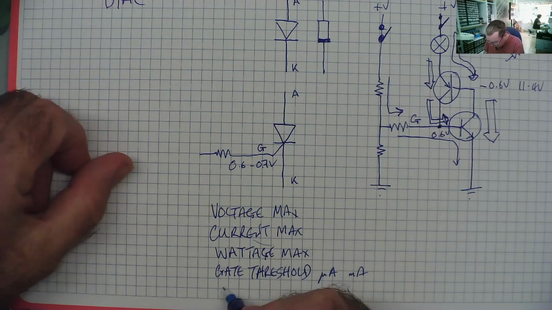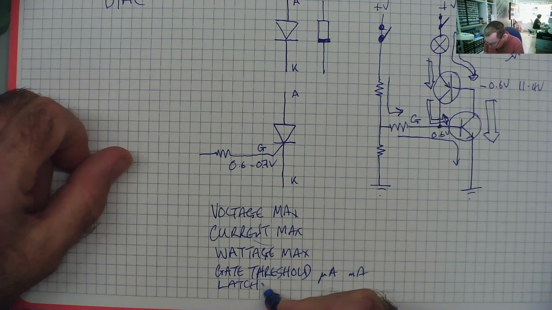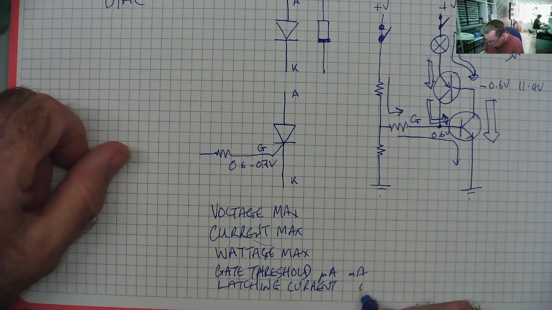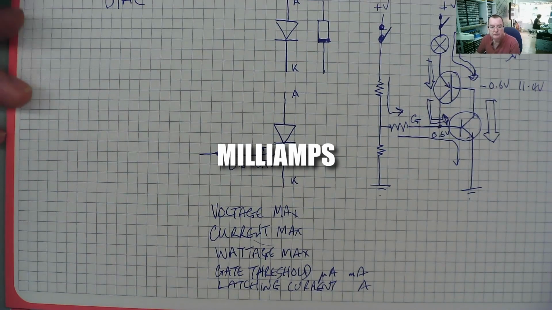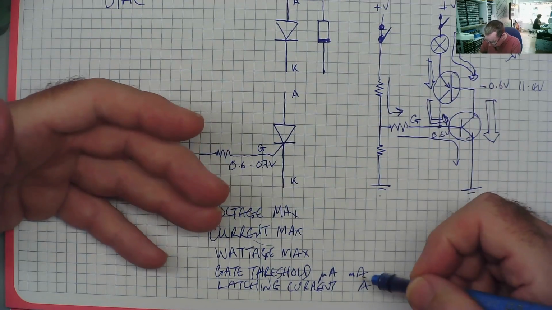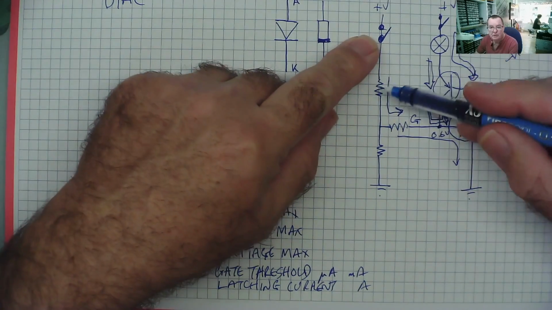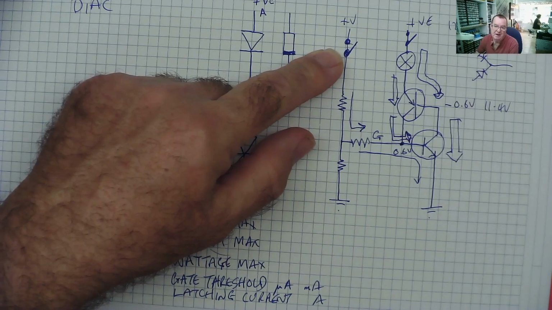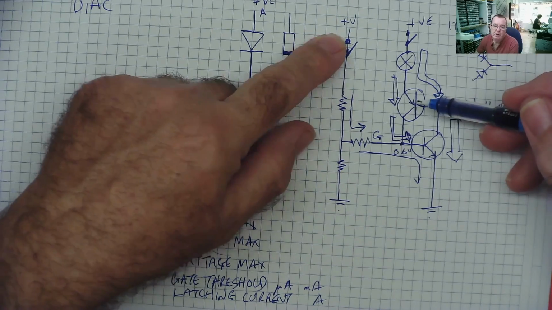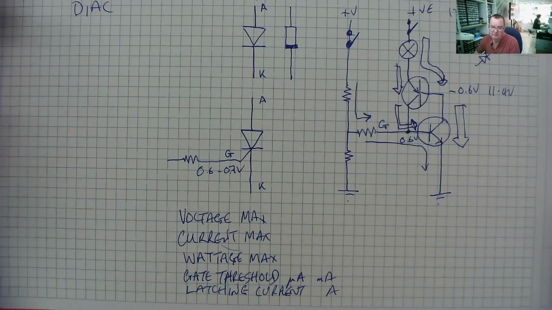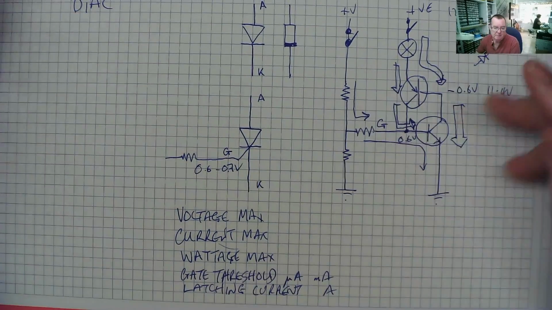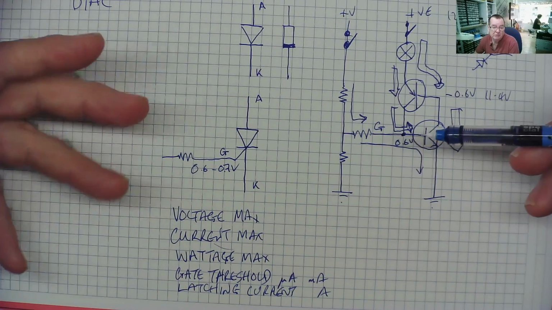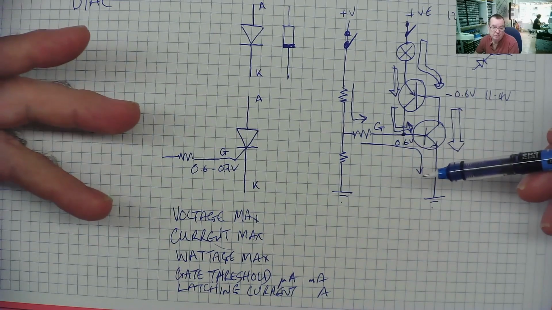And the last one we have is a latching current. Which is normally in amps. Okay, this is when you switch it on here, how much current needs to flow through this to cause it to latch. If that current is too low, when you switch off, it will switch back off again. So those are the main parameters that you will find on the data sheet, and if you're selecting a thyristor, those are the important ones.